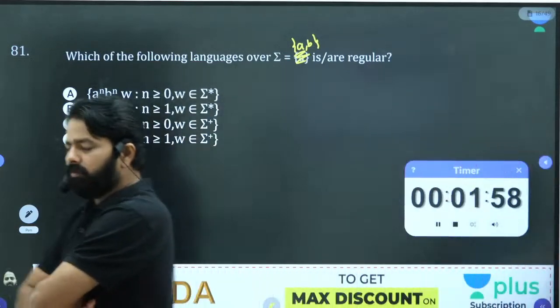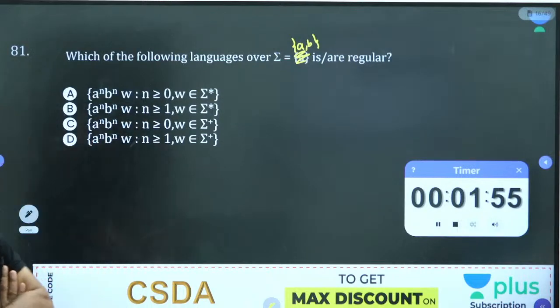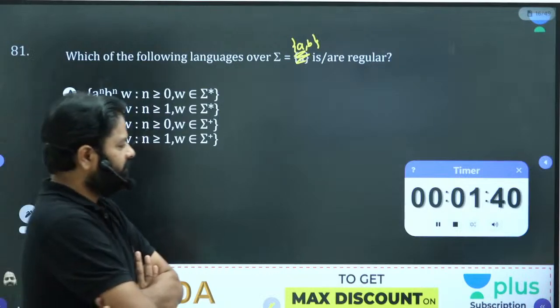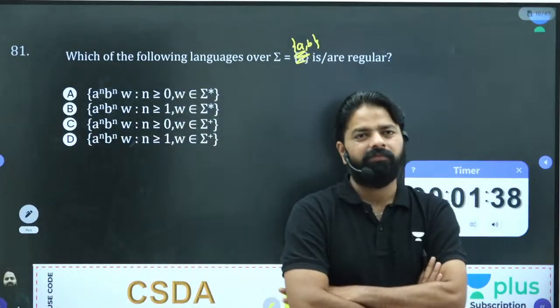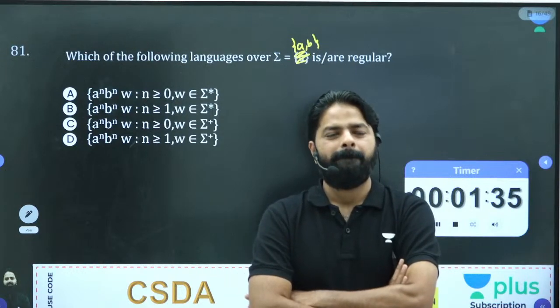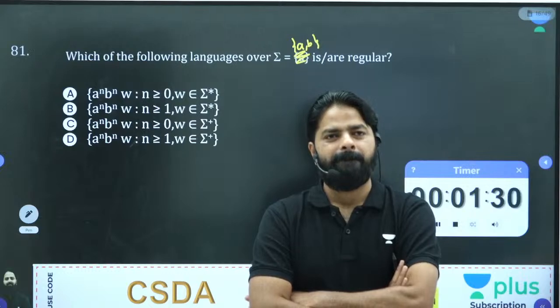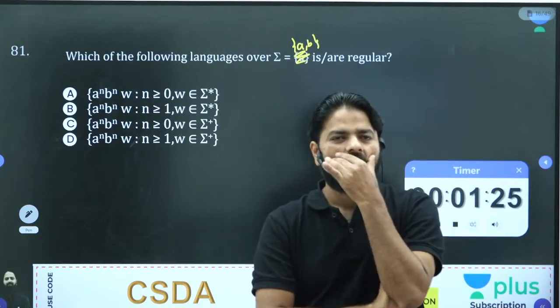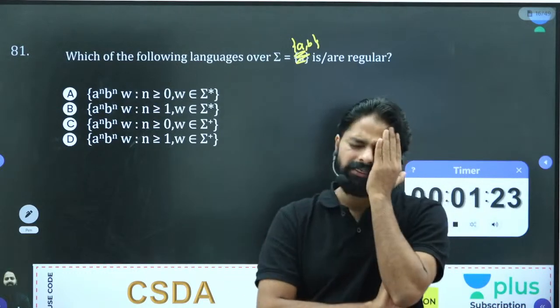Last question in this module. Now W is last. First or last will give you a similar concept. Only in the middle you got a different one. All of 4 options were regular that time. And see, just what has changed now? W is at the last. That's it.